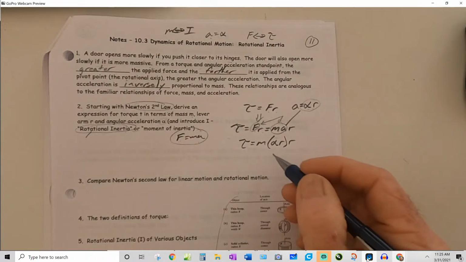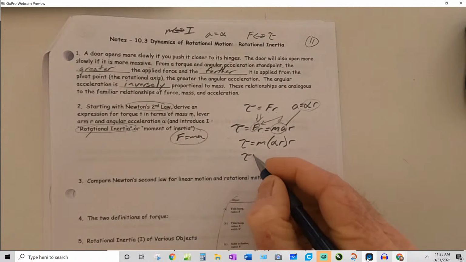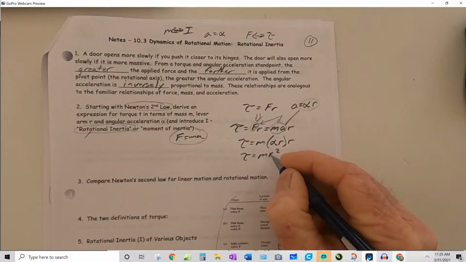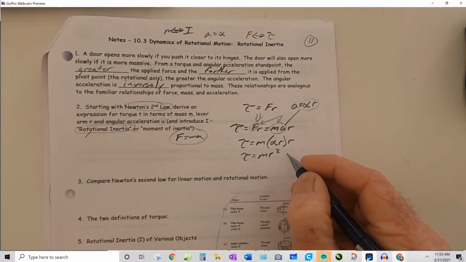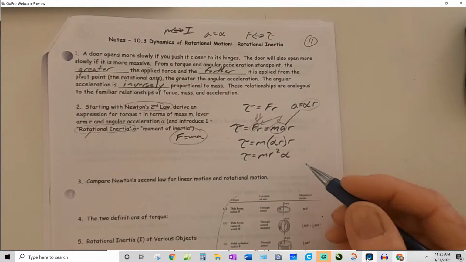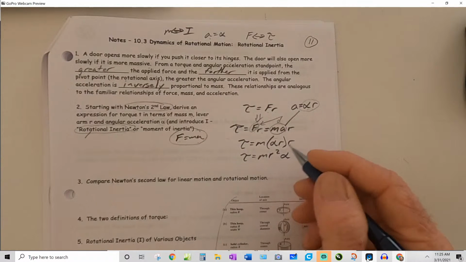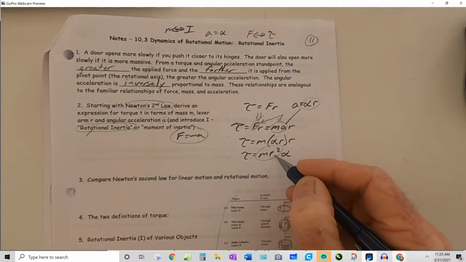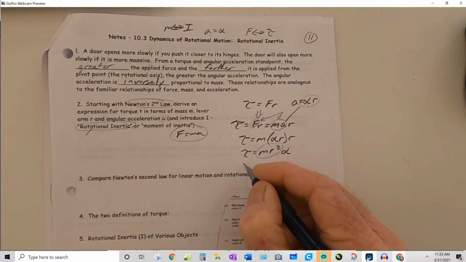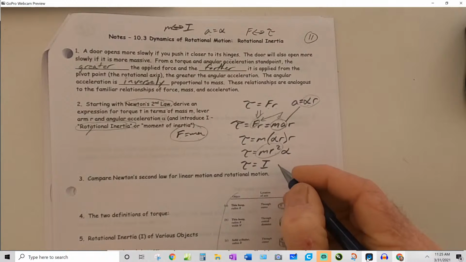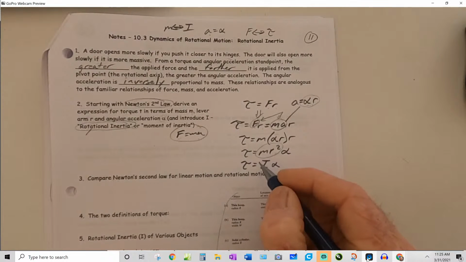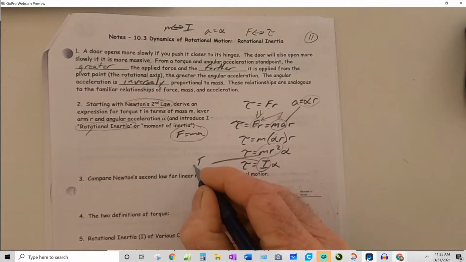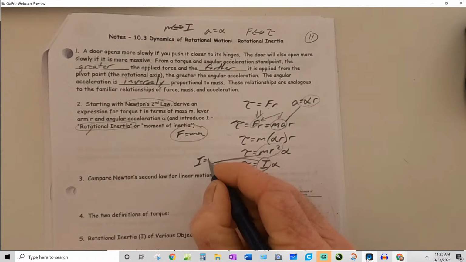And that can be written as torque equals mr squared. You can write it different ways, but it's convenient if I write mr squared times alpha. And this part right here, the mr squared, we're going to give that a new name and call that I, which is moment of inertia or rotational inertia. So I equals mr squared.